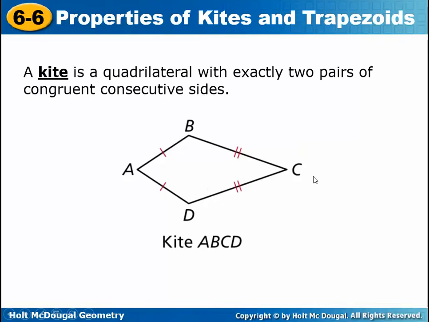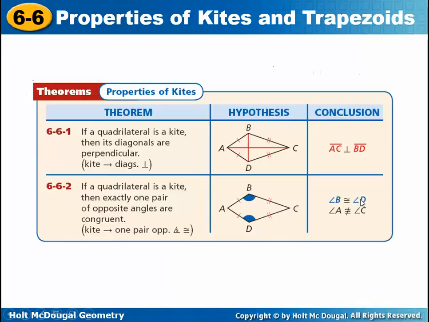Now, it is not given in the definition, but it'll make your problems easier to solve if you know that this angle is congruent to this angle. These 2 angles opposite each other are congruent to each other. A and C are not congruent to each other. You can prove that in different ways, but it's enough right now for you to know that it'll make your problems easier if you know that that's true. A and C, however, are not congruent to each other.